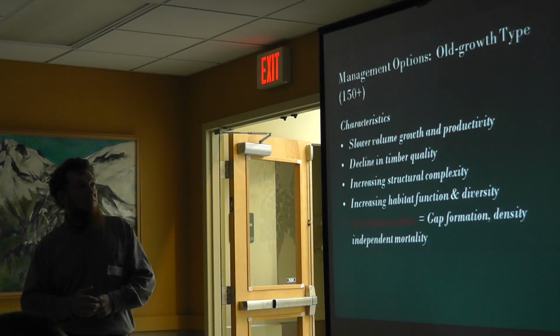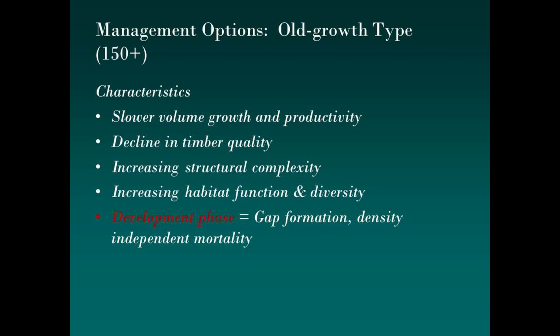So the characteristics: slower volume growth and a little bit slower rate of productivity. You get, in many ways, a decline in timber quality, certainly for our local use. Larger trees are difficult to handle. They tend to have internal fractures, resin pockets.